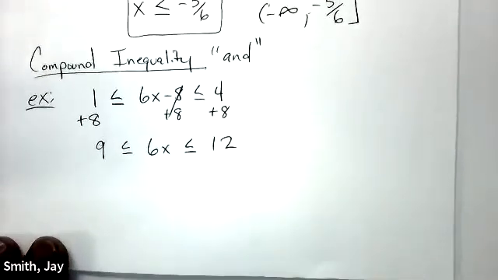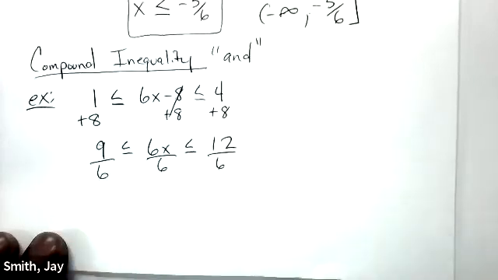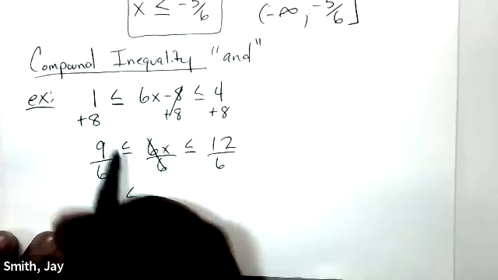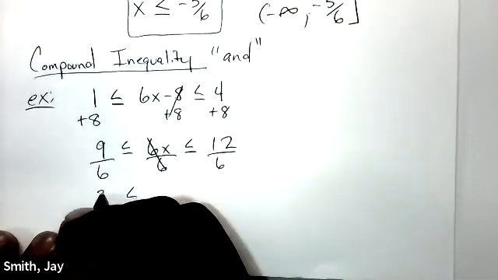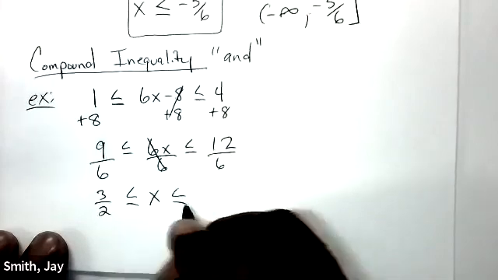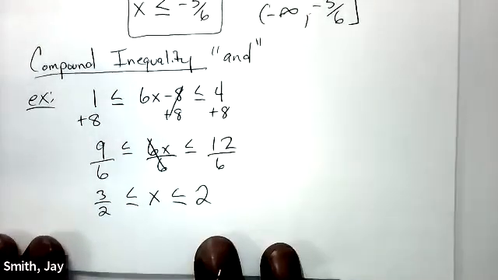Still trying to get the x by itself, I divide all three sides by positive 6. Note this time, because we divided by a positive, none of the inequalities change. So 9 over 6 reduces down to 3 halves. We're left with just the x in the middle, still less than or equal to 12 divided by 6, which is positive 2.